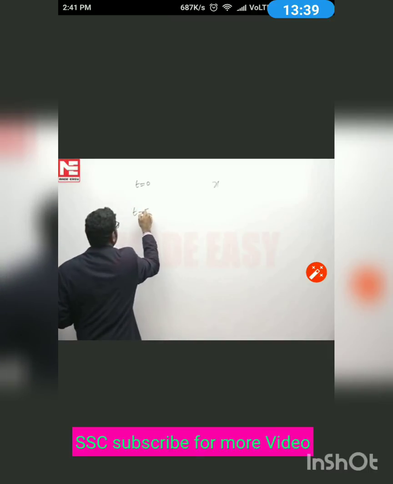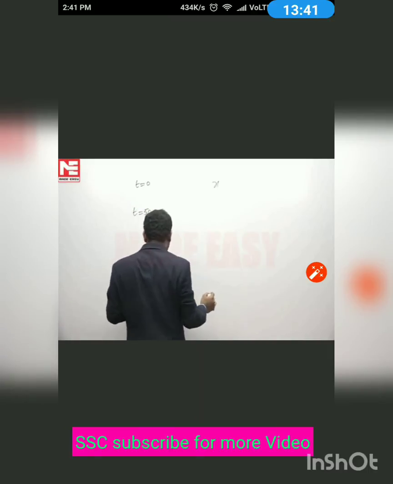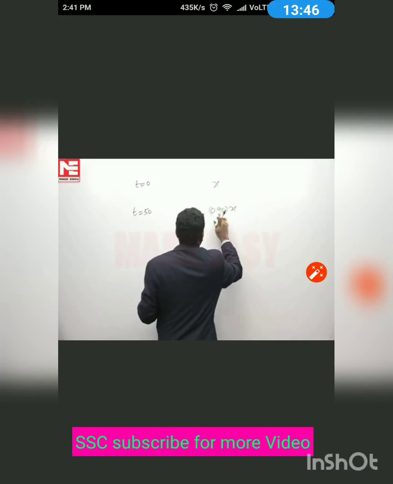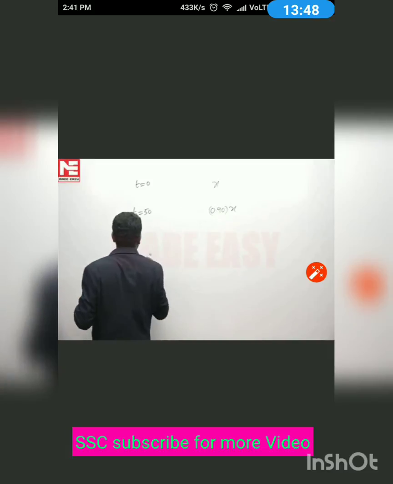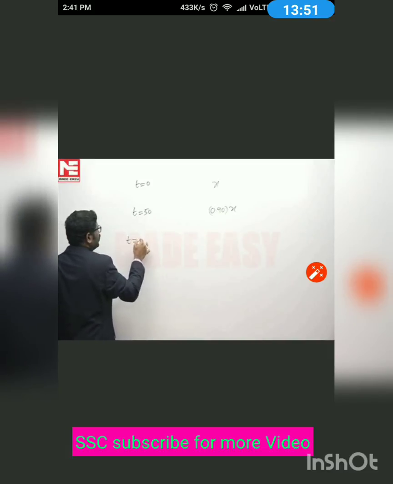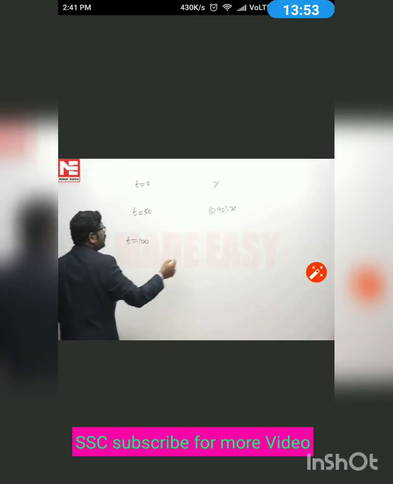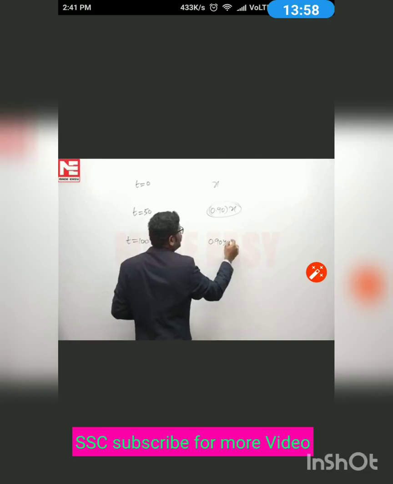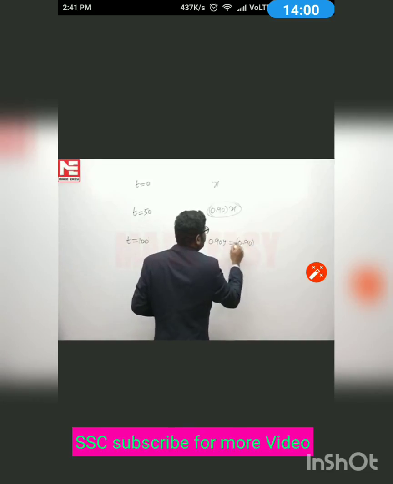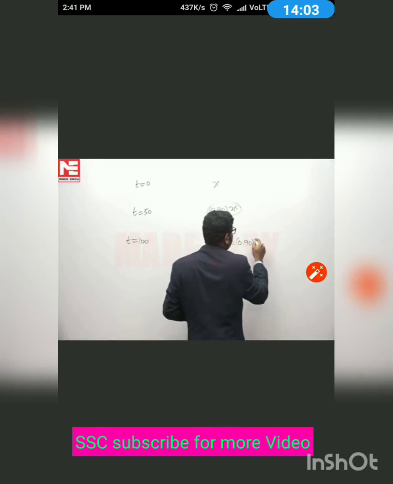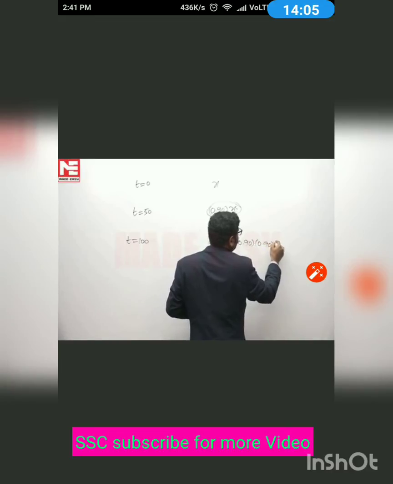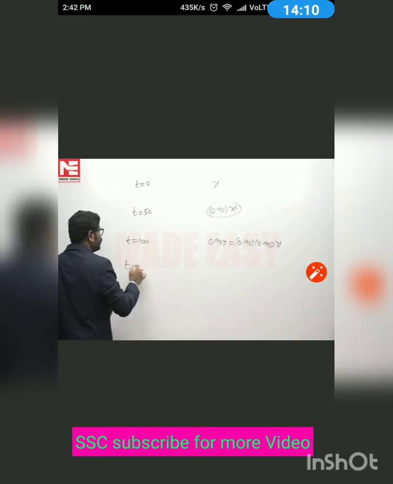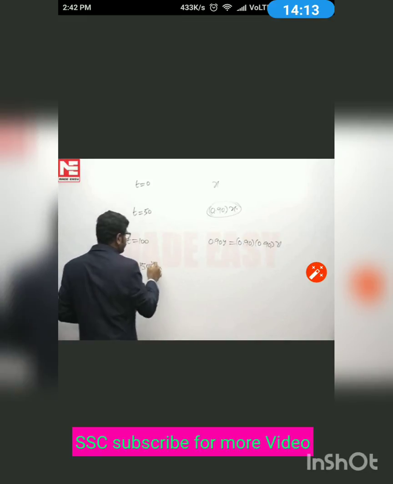After 50 years, 10% disappears. Therefore, 0.90 is left. 0.90 of x, 90% of x is left. From 50 years to again 100 years, again 50 years. So if you say this is y, then 0.90 y is left. It is nothing but 0.90, y is nothing but 0.90 x. This is remaining. Now, from 100 years to again 50 years means 150 years.